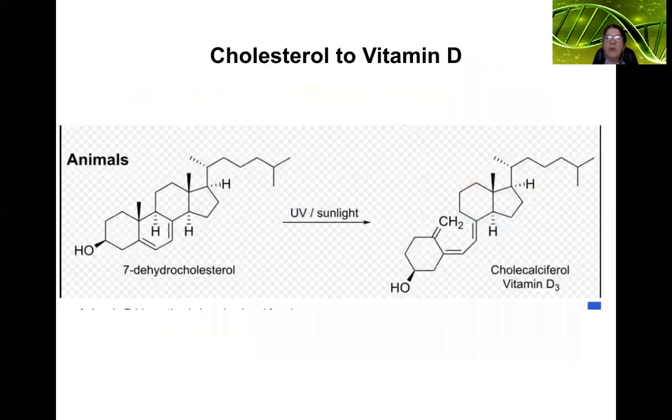Cholesterol can also be used to make vitamin D. Believe it or not, vitamin D is a lipid. It's a sterol, not a steroid, because if I say steroid, you're going to think steroid drugs. So with the help of UV light, we can actually turn cholesterol into vitamin D. This is how we make vitamin D in our bodies.